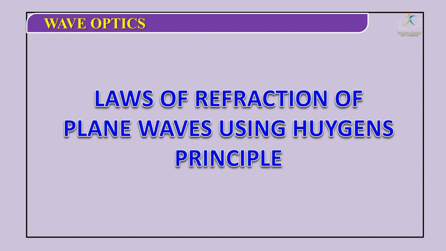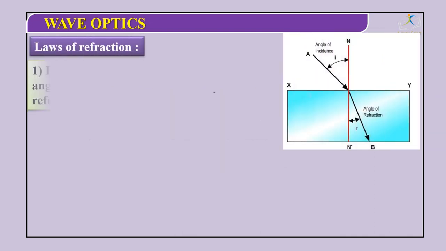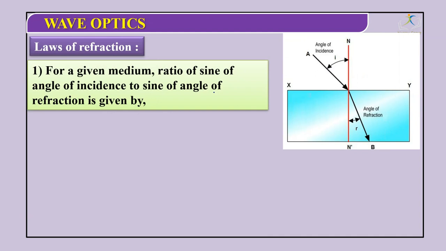Now, the reflection topic we already proved. We are now moving on to the law of refraction of plane waves by using Huygens principle. So, law of refraction. From previous knowledge, as I told you, from the particle nature of light, or Newton's corpuscular theory of light, we have a law of refraction also, in which for a given medium, the ratio of the sine of the angle of incidence to the sine of the angle of refraction is given in this form.